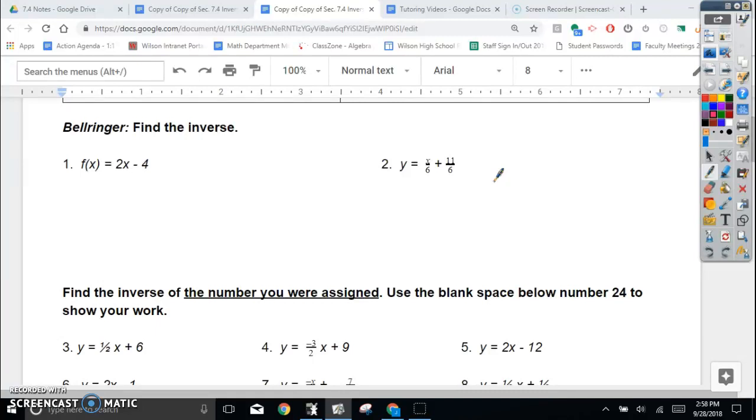This is just kind of a review activity with inverses at the end of the section. I'm putting this key up on YouTube for you, so if you need extra help, you can take a look at it. All right, so think of this f of x as a y. This is the bell ringer, obviously.